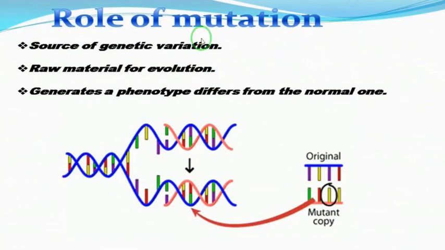The next one, role of mutation. Mutation is the source of genetic variation. It is the raw material for evolution. It generates a phenotype that differs from the normal one. See here, the original sequence, and here there is a mutant copy. There is a change.